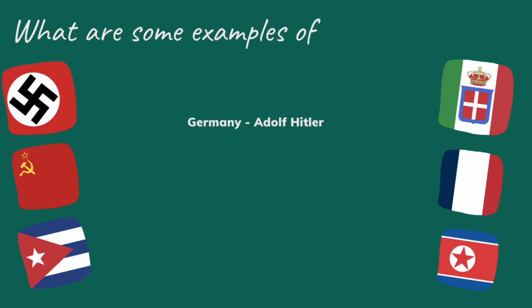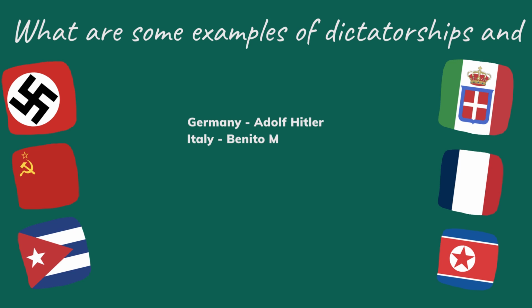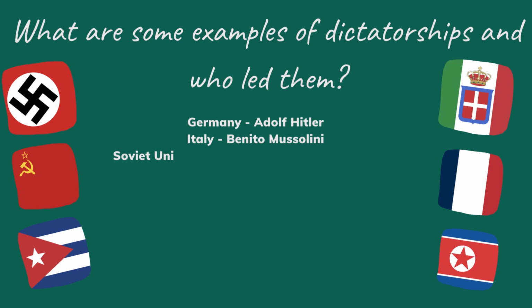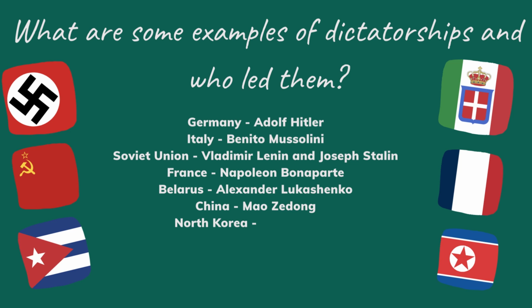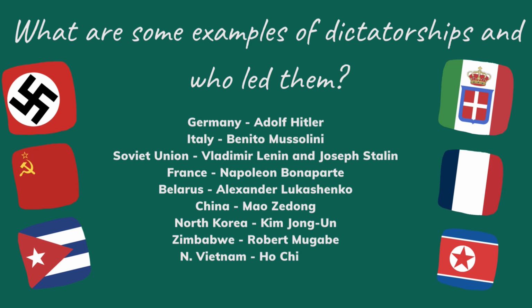Now, lastly, what are some examples of dictatorships and who led them? So, some of the most noteworthy dictatorships came about in the last century. So, most of the dictatorships were formed in the 1900s, so in the 20th century, that is. Some of them are Germany, which was formed in World War II by Adolf Hitler, Italy, World War II, Benito Mussolini, the Soviet Union, which has partaken in many, many wars. Three of them are World War One, World War II, and the Cold War.